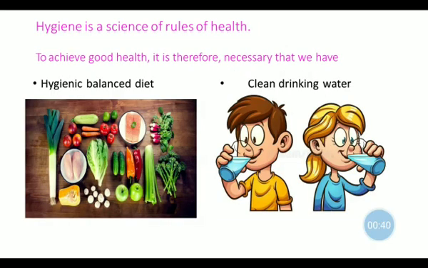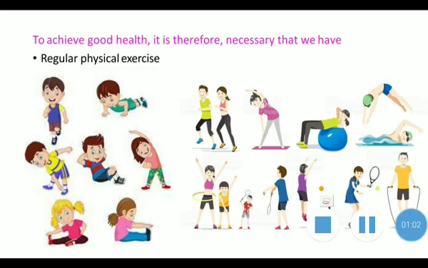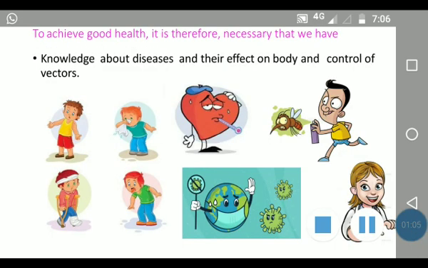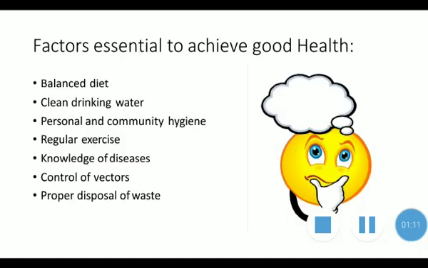So you can see one of the major aspects of health is hygiene. It is a science of rules of health. So to be healthy, it is necessary that we have a hygienic balanced diet, clean water, personal and community hygiene, physical exercises, knowledge about diseases, proper disposal of waste, and control of vectors. So again we can see these are the factors essential to achieve good health.